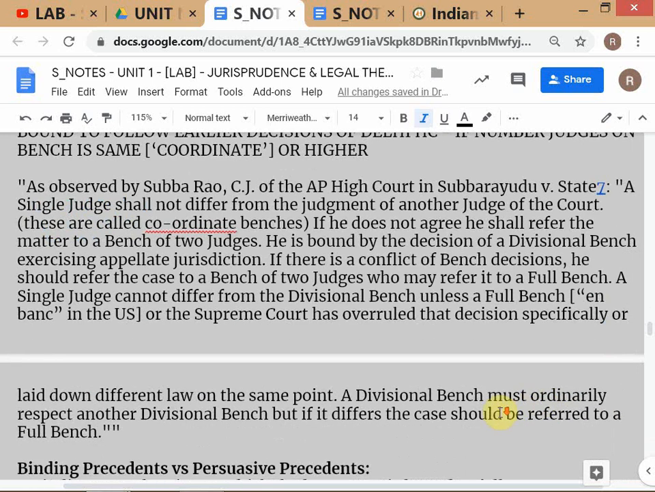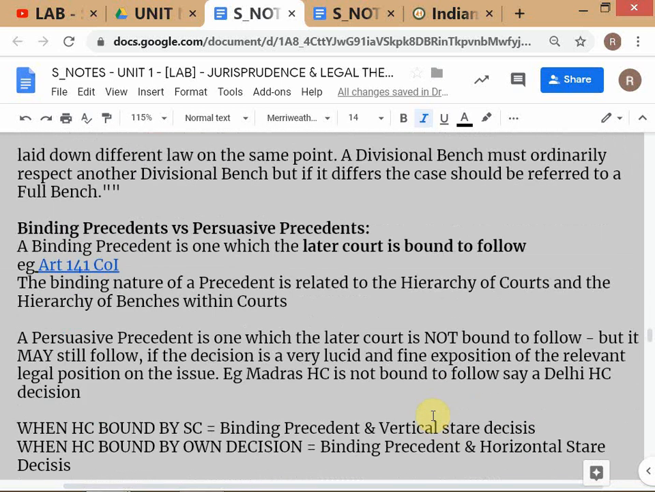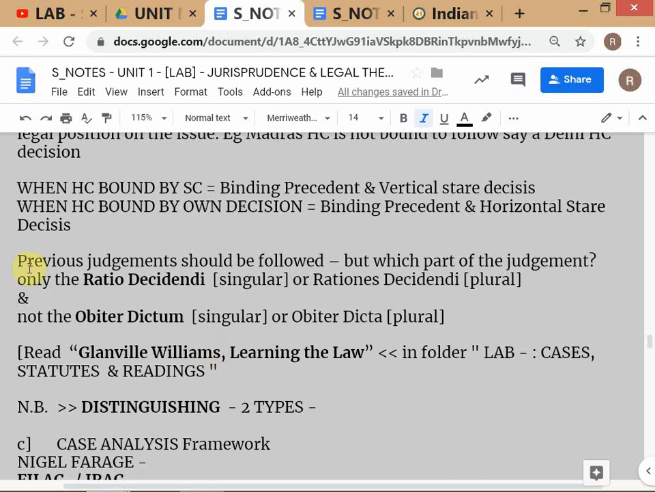So the question is, which part of the precedent are you going to follow? And that's when we understand that we follow only the ratio decidendi. So to understand what the ratio decidendi of a case is, how it is to be extracted, that is one of the things we are trying to learn through this Glanville-Williams article. And then we will also discuss this idea of distinguishing, to get into the meat of how precedents are used in legal arguments.